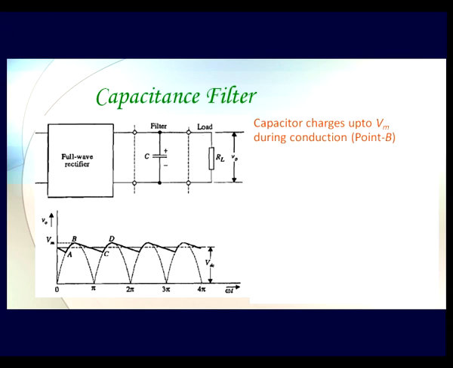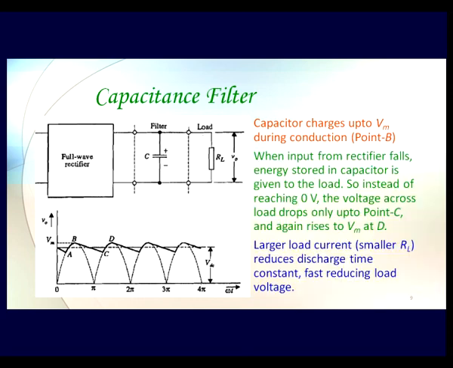And again in the next portion it delivers that energy to the load, and effectively the voltage looked upon by the load is not varying from 0 to Vm, but varying around VDC, charging and discharging around this value of effectively VDC. So when input from the rectifier is falling, the energy stored in the capacitor is given to the load, and instead of reaching 0 volt, the voltage now just reaches up to point C and again rises up to point D. So we are now able to convert this pulsating DC into much smoother DC.